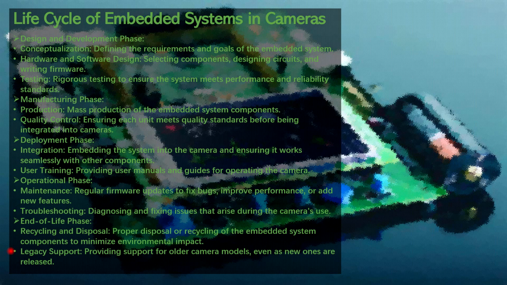operating the camera. Operation phase: monitoring, regular firmware updates to fix bugs, improve performance, or add new features; troubleshooting, diagnosing and fixing issues that arise during camera use. End of life phase: recycling and disposal, proper disposal or recycling of the embedded system components to minimize environmental impact. Legacy support: providing support for older camera models even as new ones are released.